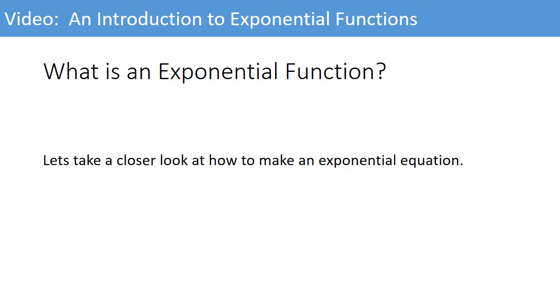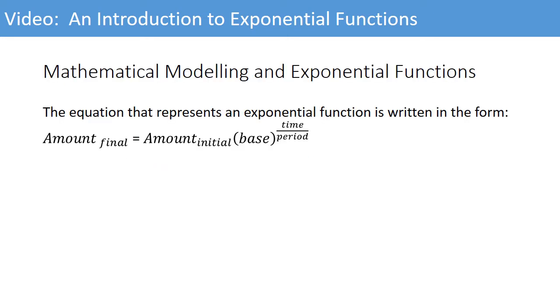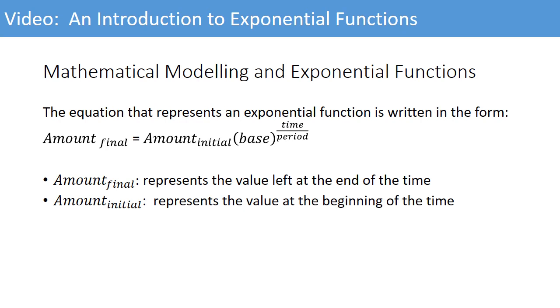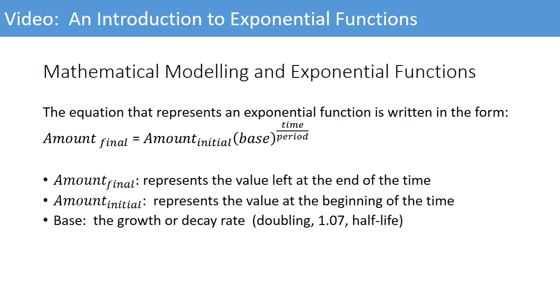Now, let's take a closer look at how to make an exponential equation. Here is the basic formula to use for any exponential function. The amount final, that's the amount you end with, is equal to the initial amount, the amount that you start with, times the base. The base represents the growth or the decay rate. Are you doubling? Are you growing by 7% a year? Is it a half-life? Whatever it is, you will use that as your base.